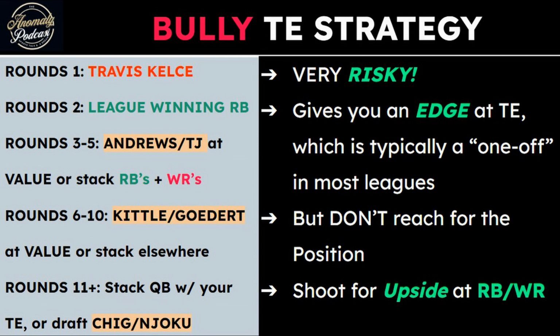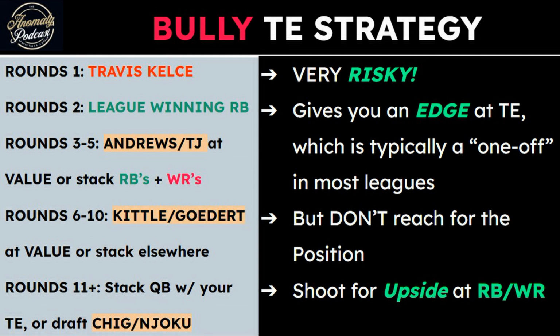In rounds 6 through 10, if you miss out on Andrews or TJ Hockenson, you want to go get George Kittle. You want to get Dallas Goedert. These are all guys that I think can be top 5 finishers at the position this season. So you got to get one of those guys. If you're going to go with this strategy, you want to go Travis Kelce, which I would assume everybody has as their number 1 tight end. Then you follow that up with another top 5 tight end, really giving you that positional advantage.